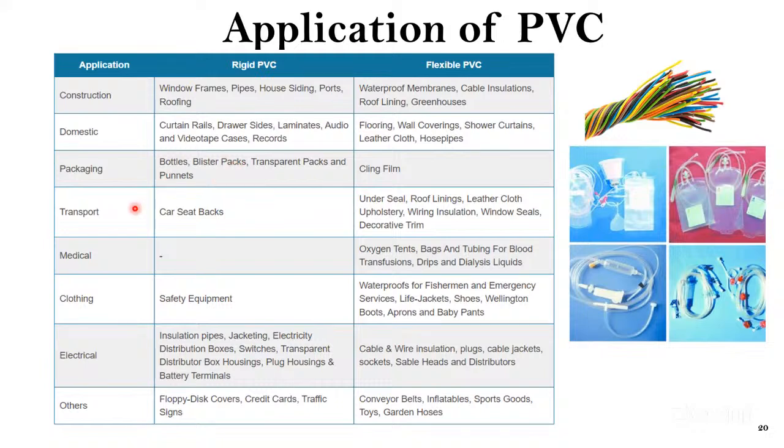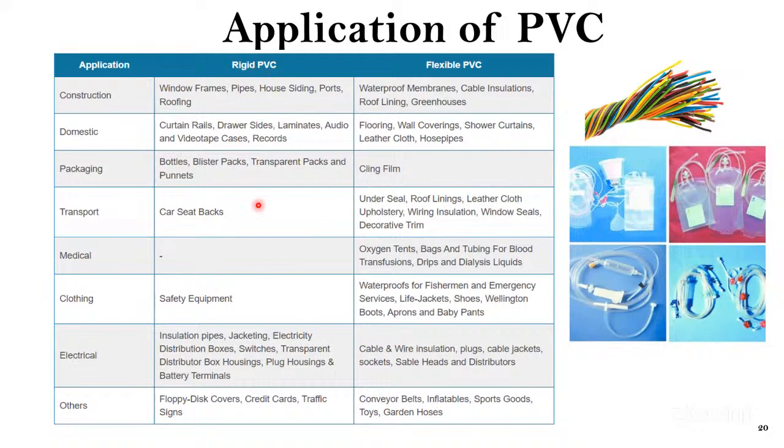But for transport application, car seat back, if you see, they are made from this rigid PVC, but flexible PVC like under seal, roof lining, leather cloths, wiring insulation, there they use this flexible PVC. And you can see this is your cable thickening is also here.